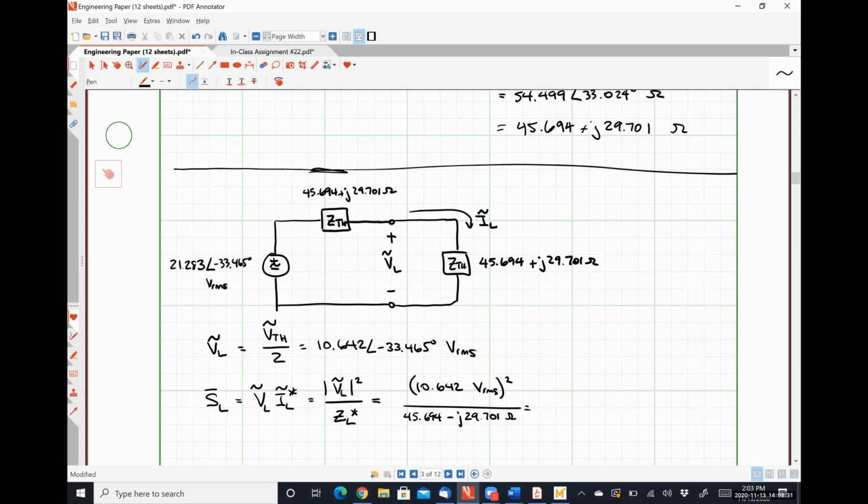So let's see, we square that and divide it by 45.694 minus 29.701j, and we get 2.078 with an angle of 33.024 degrees volt amperes, or 1.742 plus j1.132 volt amperes.